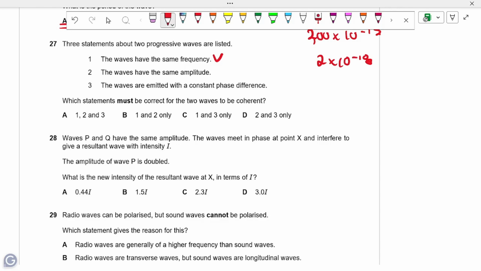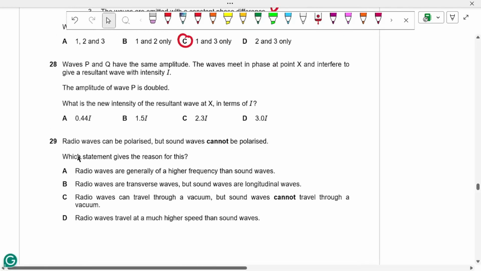Then the waves must be emitted with a constant phase difference. That is important because the phase itself has to be constant in order for them to have a fixed relationship that's present. So 1 and 3 will be correct, and the correct answer will be C.